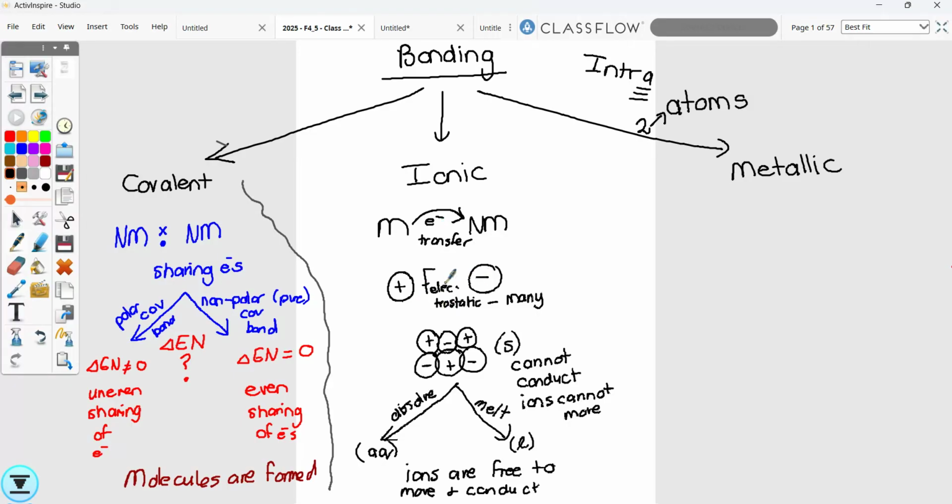These forces are pretty strong, but it's not a bond we're breaking. It's a force that we overcome. What are the particles still called? Ions. Still cations and anions.